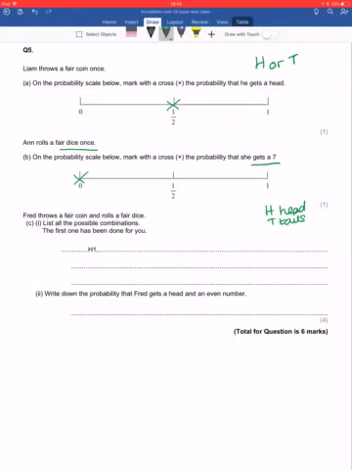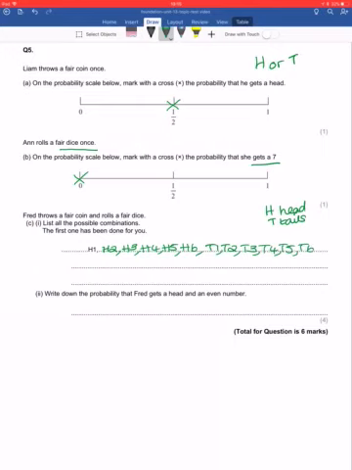Okay, so I'm going to say that to the examiner: a head and a 2, a head and a 3, a head and a 4, a head and a 5, and a head and a 6. Or I can have a tail and a 1, a tail and a 2, a tail and a 3, a tail and a 4, a tail and a 5, and a tail and a 6.